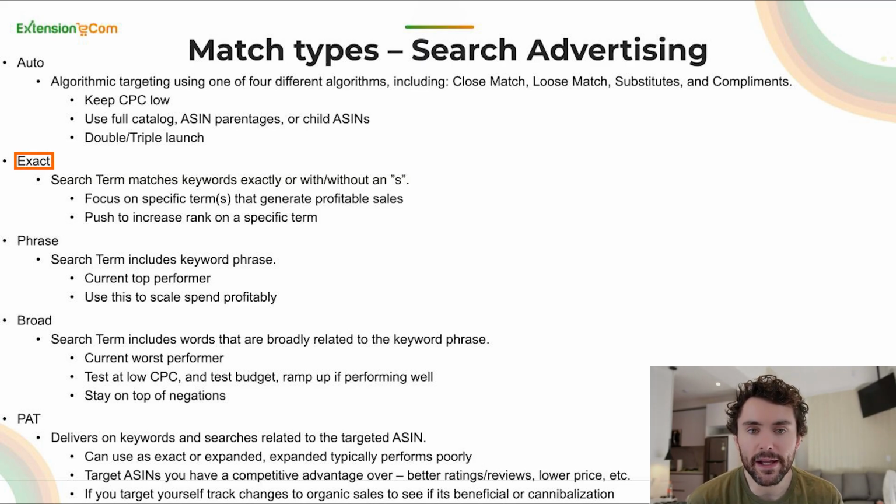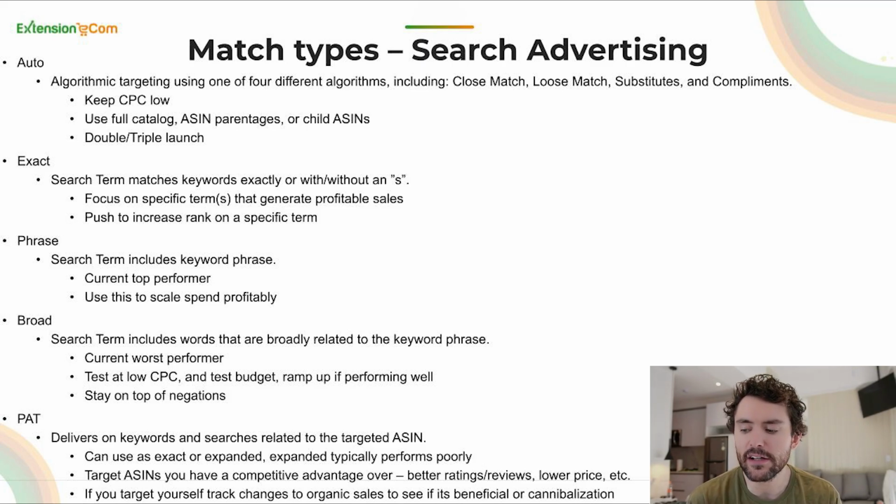Next up is going to be exact match. So within exact match, you're going to have a search term, and that search term will match keywords exactly with or without a plural. So you could have pet beds versus pet bed, and those would both appear on an exact match for pet bed. Now, the value in exact match is you can focus on specific terms that generate profitable sales, and you can maximize them.